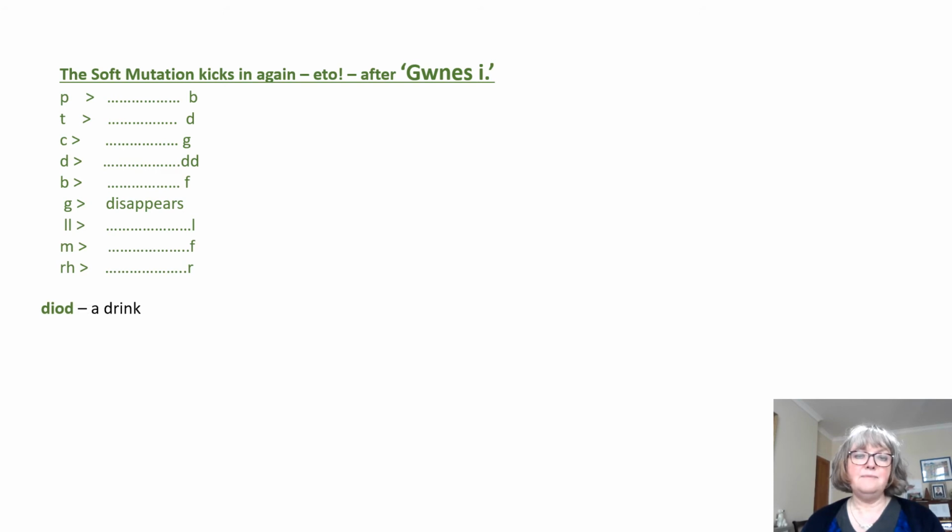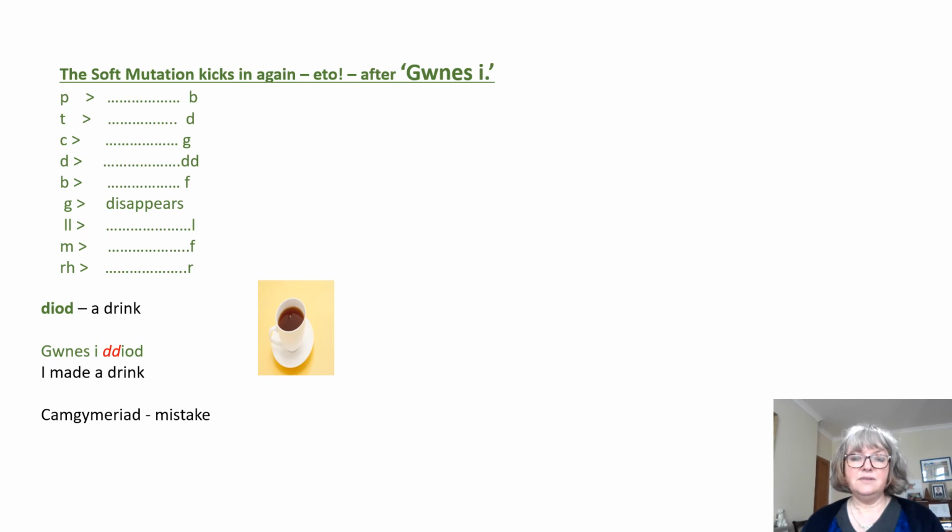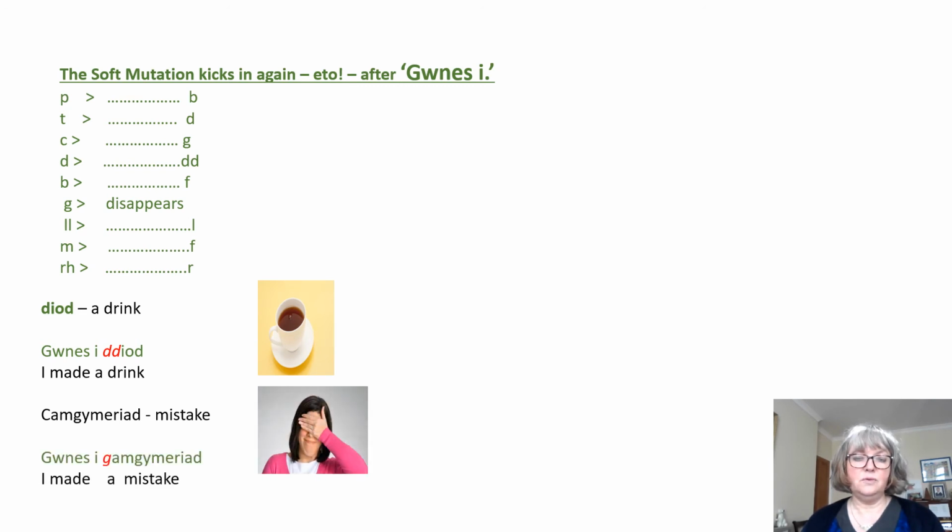So if you want to say, I made a drink, gwnes i ddiod. I made a drink. If you made a mistake, oops, gwnes i gamgymeriad. The camgymeriad will change to gamgymeriad. So gwnes i ddiod, gwnes i gamgymeriad.